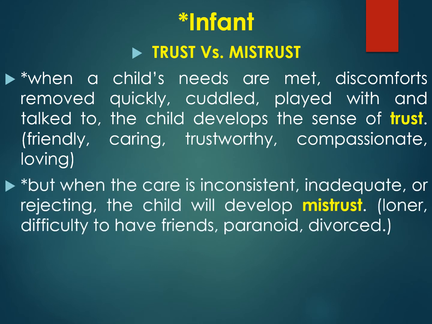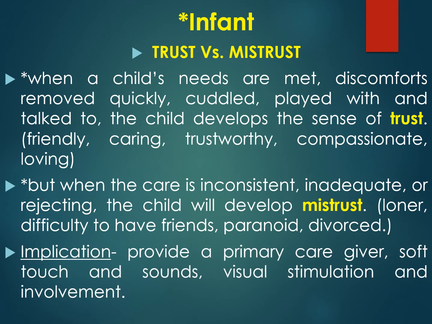However, when the care that is received by the infant is inconsistent, inadequate, or rejecting, the child will develop a sense of mistrust. Therefore, when he grows older, he will become a loner, he will have difficulty to have friends, he will be paranoid, and after a marriage, he will also become divorced.